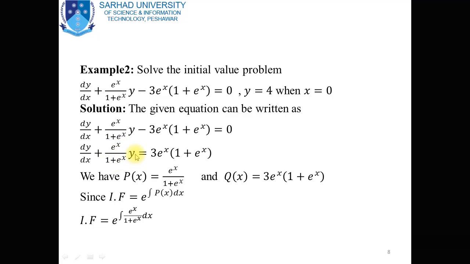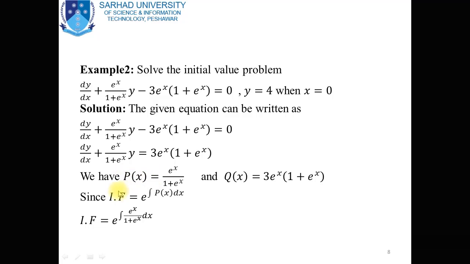1 plus e power x into y is equal to, shift this term to the right hand side of the equation, or simply we can say that adding 3 e power x into 1 plus e power x on both sides, we obtain dy by dx plus e power x divided by 1 plus e power x into y is equal to 3 e power x into 1 plus e power x. Now this is the p function and this is the q function.